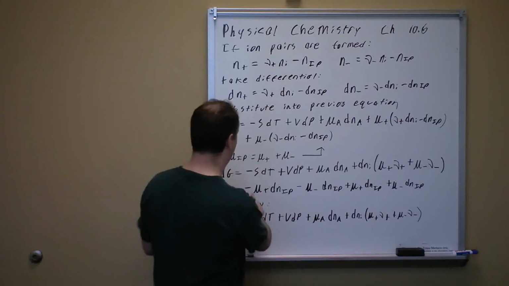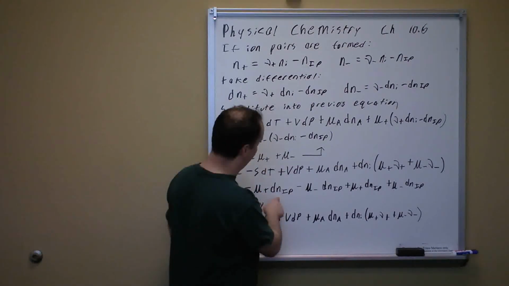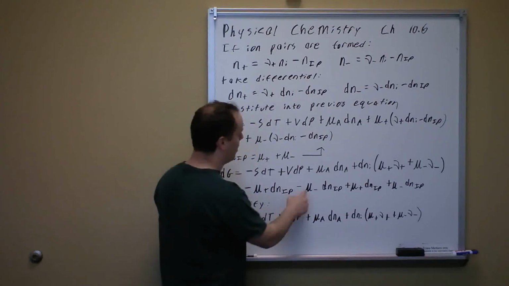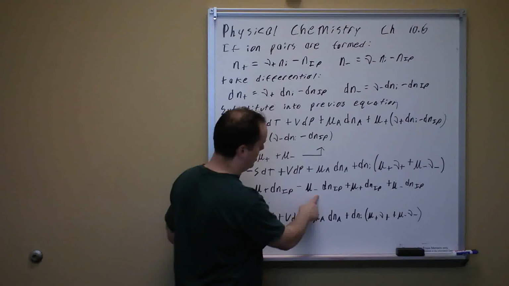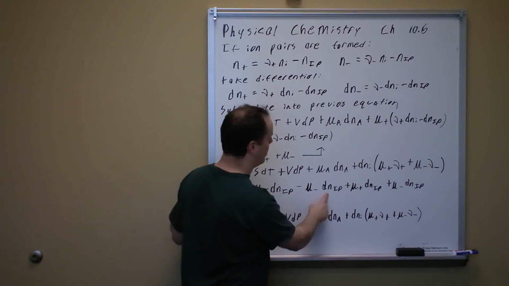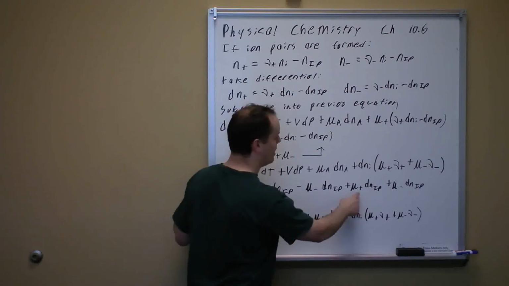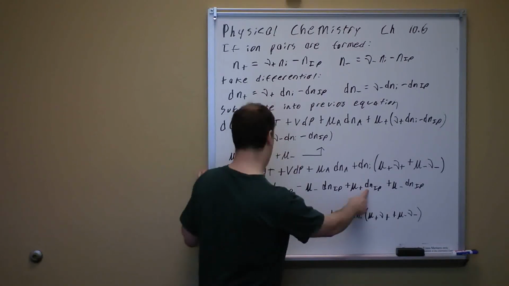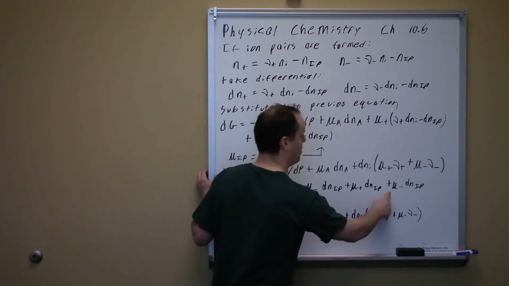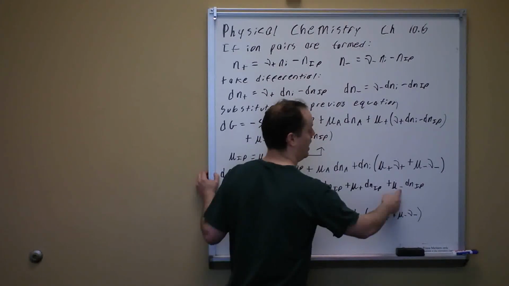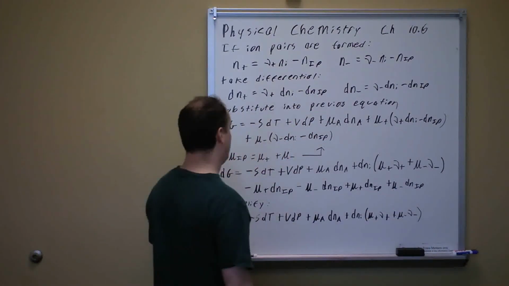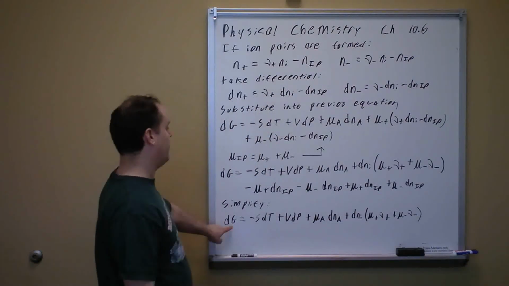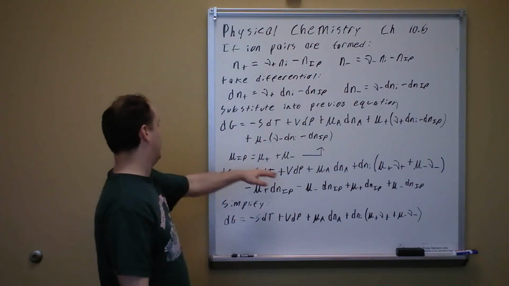And then we subtract out the chemical potential of the cations times the differential of the number of moles of ion pairs, minus the chemical potential of the anions times the differential of the number of moles of ion pairs, plus the chemical potential of the cations times the differential of the number of moles of ion pairs, plus the chemical potential of the anions times the differential of the number of moles of ion pairs. Notice how these cancel out here at the bottom. So simplifying this, we get just this top row here.